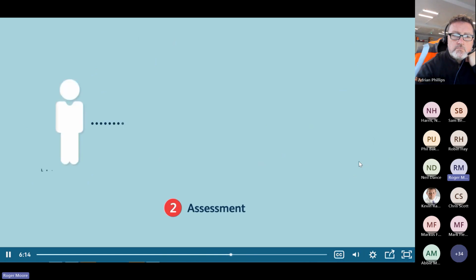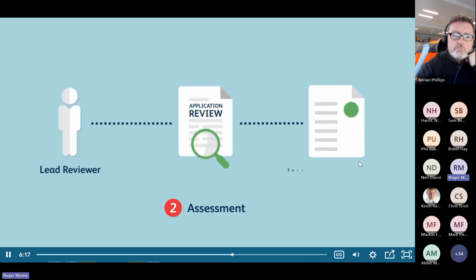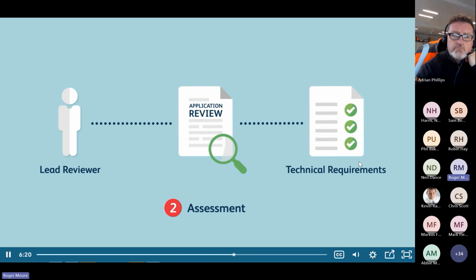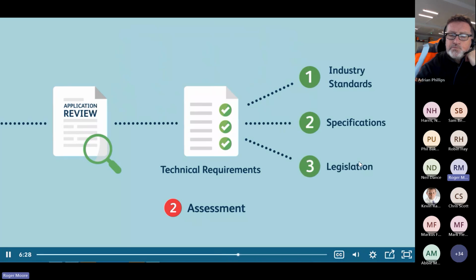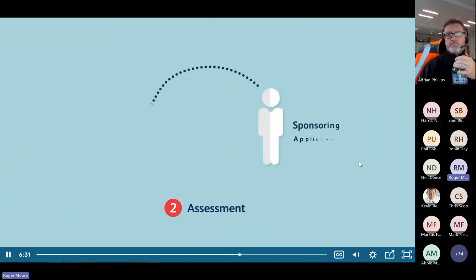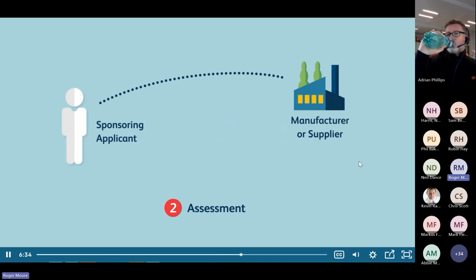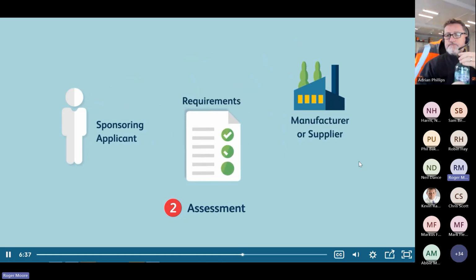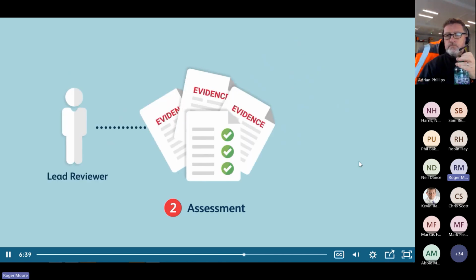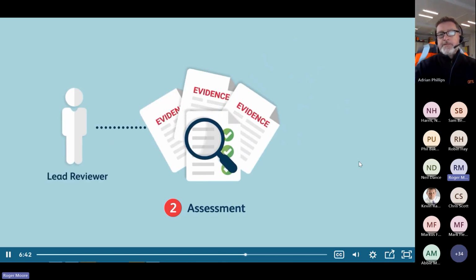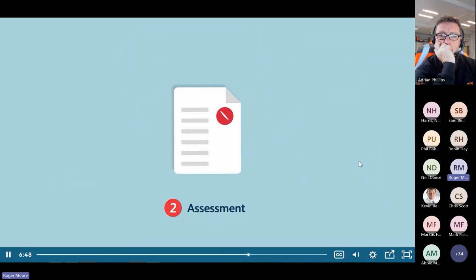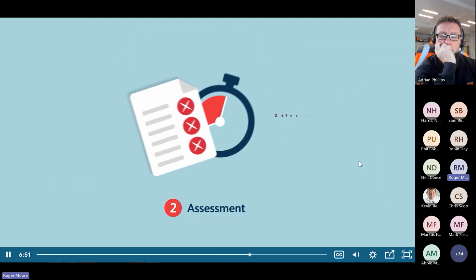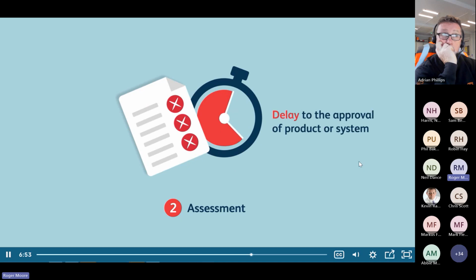Assessment. The lead reviewer reviews the application and sets generic and product-specific technical requirements, as required by relevant company and industry standards, specifications, and legislation. The list of requirements will be sent to the sponsoring applicant so that they can liaise with the manufacturer or supplier and obtain evidence to meet the requirements. The lead reviewer will review all received requested evidence and determine if trial or full acceptance can be granted. Failure to provide all requested relevant information is likely to cause a delay of the approval of the product or system.